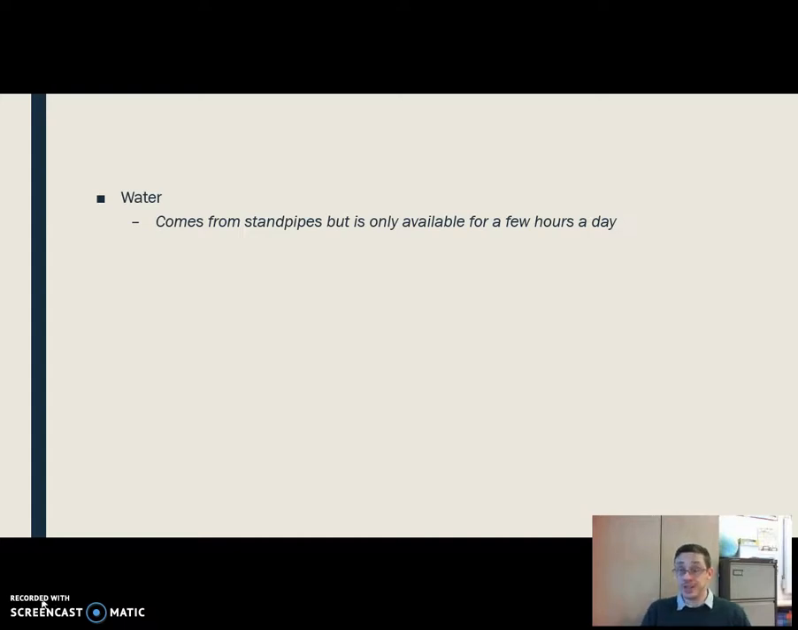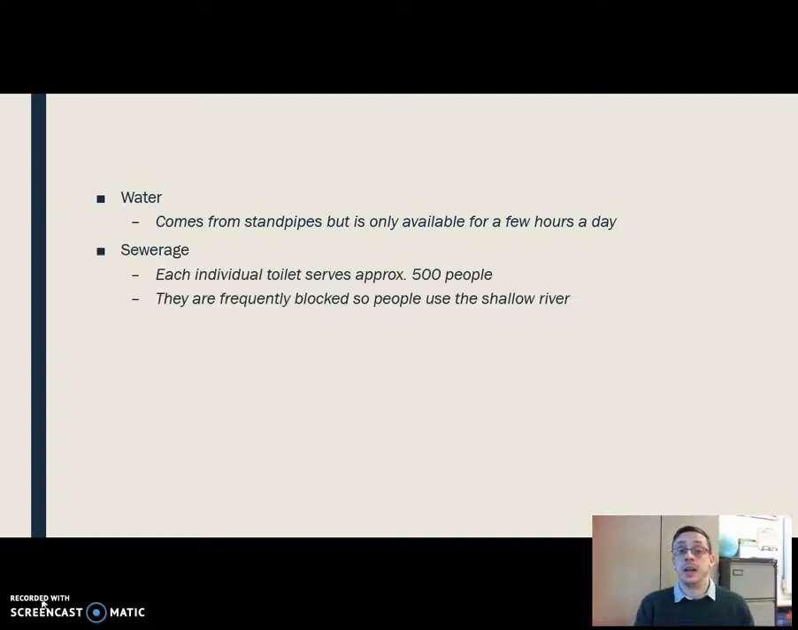Now, water, there is piped water in Dharavi. It is available from standpipes. A standpipe is what it sounds like. It's a pipe standing up in the middle of the street. But the water is only on for a couple of hours a day. Sewerage, there are toilets, but every individual toilet serves around about 500 people. And if you imagine a toilet that serves 500 odd people, it's blocked frequently. So what people do in lieu of that, pardon the pun, is there's a shallow river that flows through Dharavi that gets utilised as a toilet as well.